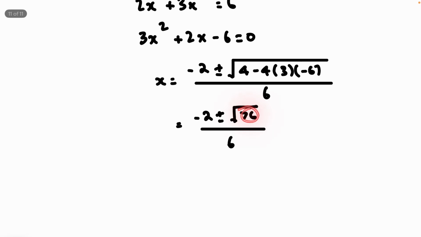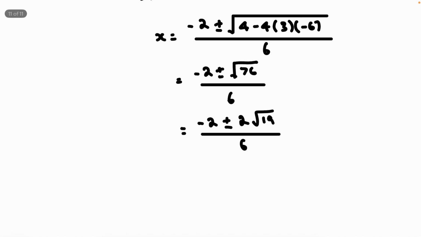We can say that this is factorizable by 4, and you can just do 4 times 19 in this one here. So 4 times 19 works. So that's the same as minus 2 plus or minus 2 square root 19 all over 6, which you can factor as minus 1 plus or minus square root 19 all over 3. So these are your values of x, which makes this dot product equation true.